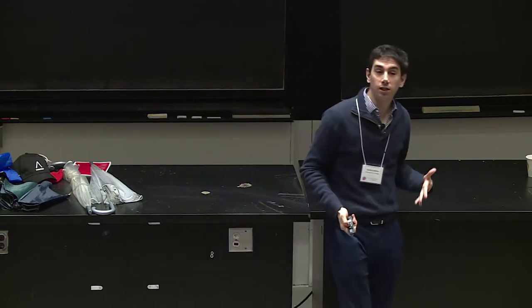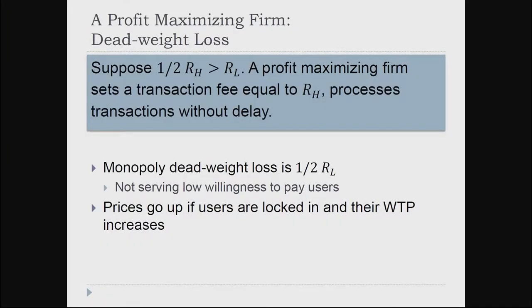As a benchmark, let me start by saying what will happen if I take the same users that I have and have a traditional firm process the transaction, like let them procure their services from a firm. And this is a plain vanilla standard result that the firm will want to price discriminate. And I set up the model to make the firm want to price discriminate.